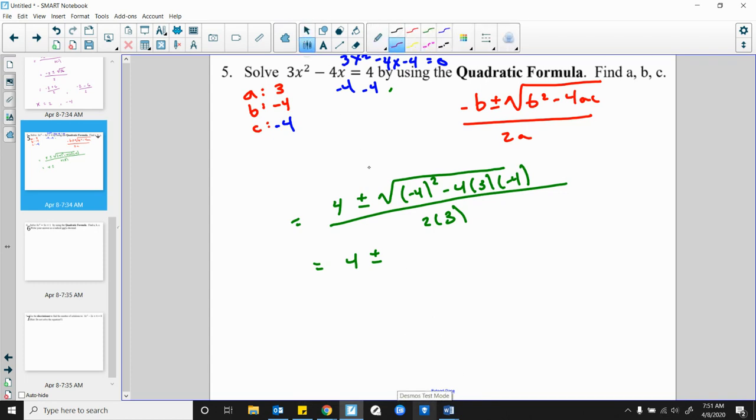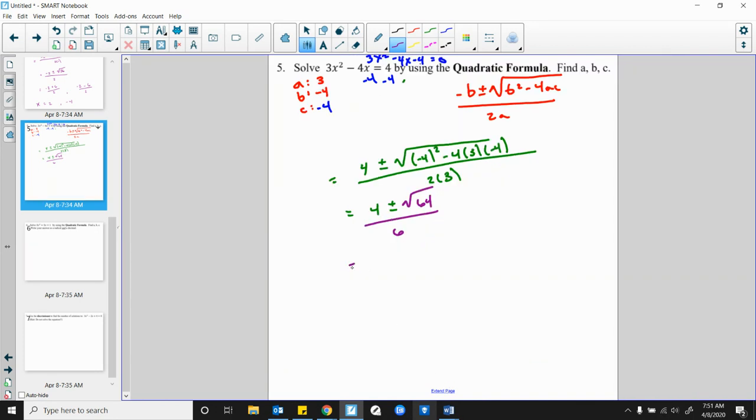There we go. Okay, so I got the square root of 64 all over 6. All right, so if we do this a little bit more here, we're going to get 4 plus or minus 8 over 6. So we'll have two cases. We'll have 4 plus 8 over 6, and we'll have 4 minus 8 over 6.